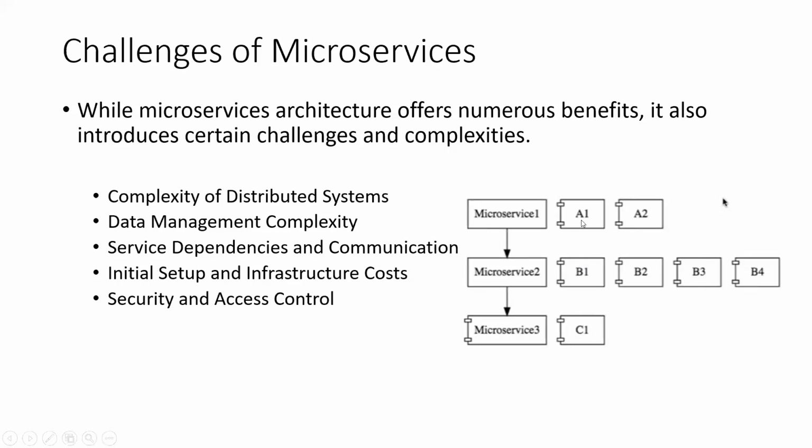You can't interact, communication is very hard. Assume these two services are down. Now B1 is expecting the A1 response. There will be a problem. Right. Also, as I said, every microservice has its own database. So if the call is not happening properly, there are failures that happen in your database also.